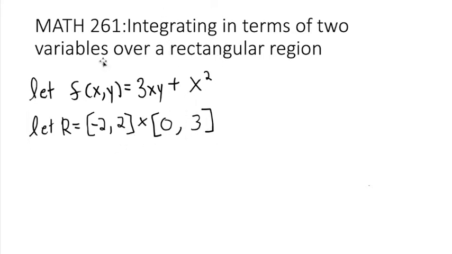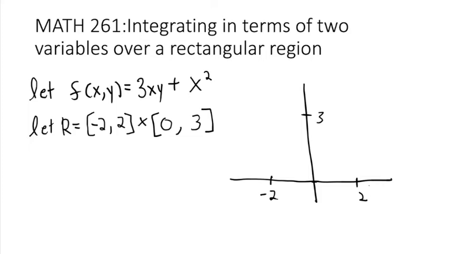So first let's draw this rectangular region. This rectangular region is going from x equals -2 to x equals 2, and in the y direction, it's going from 0 to 3. So the rectangular region that we're going to be working within is right in here.